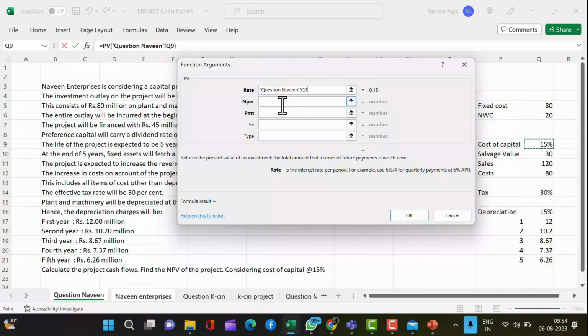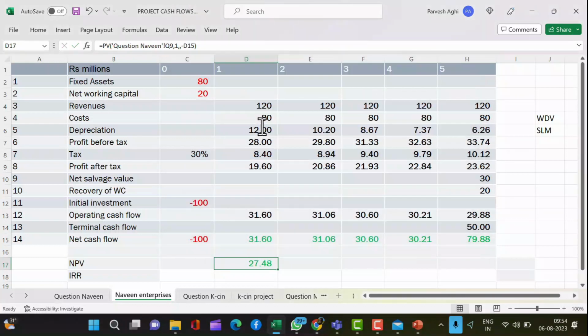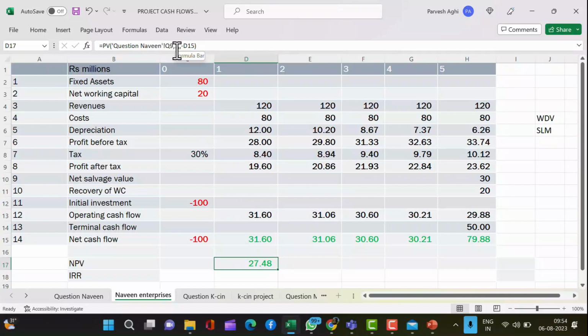Then NPER I'll take 1, and future value I'm going to take this value. And I'm going to put a minus sign here. Okay, and enter. So this value of 31 lakhs is today's value of 27.48, if I calculate the present value by taking 15% as cost of capital. This 31 lakhs which I'm receiving after 1 year has a present value of 27.48. If I have to calculate the value today of 31 lakhs which I will get after 1 year, it is 27.48 after I have discounted it at the cost of capital. Is that okay?